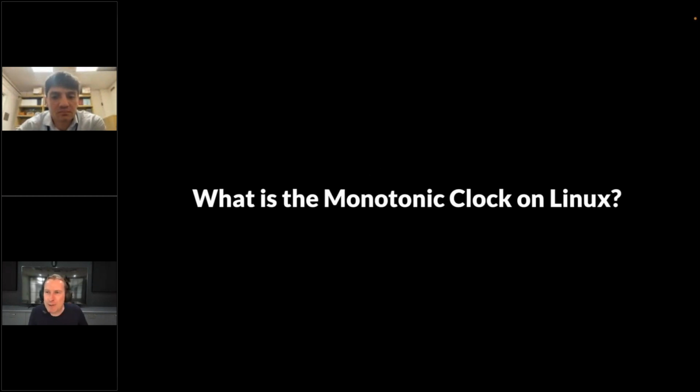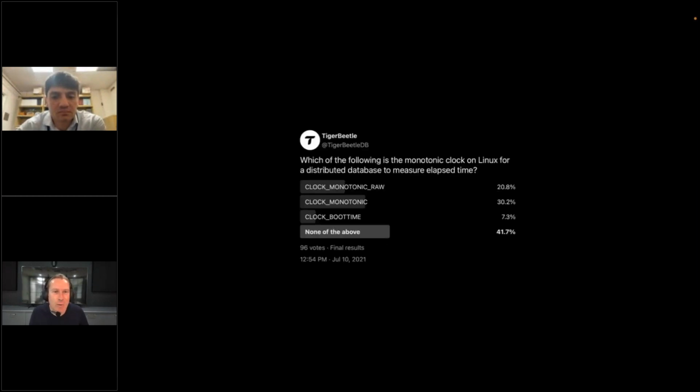So we actually asked people, this was 2021. We said, what's the monotonic clock on Linux for a distributed database to measure elapsed time? You just want a stopwatch. That's all. So obviously, is it clock monotonic, clock monotonic raw, clock boot time, none of the above? I think none of the above. People were just clicking. They wanted to see the answer. So we'll discard that. About 50% said clock monotonic is obviously the clock monotonic on Linux.